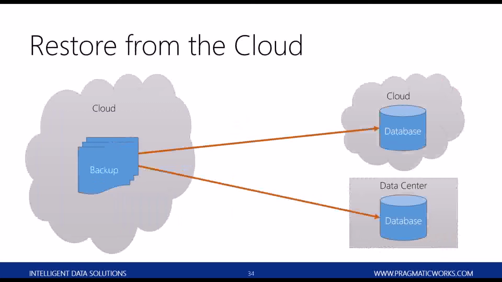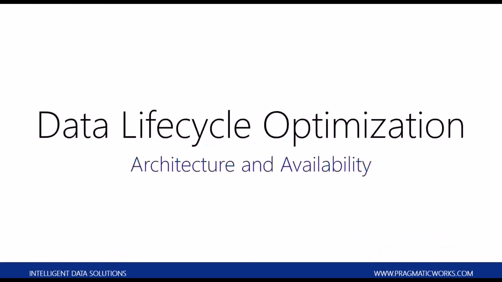And with the Lego blocks that we have today, with the ability to do things in box, appliance, and in the cloud, we don't really have to be making those compromises anymore. We can actually build out the system. So this is what I wanted to talk about today with that data lifecycle optimization. It's the idea of being able to build out the foundation so that you can do what you need to do with your data. What we talked about today was architecture and availability.